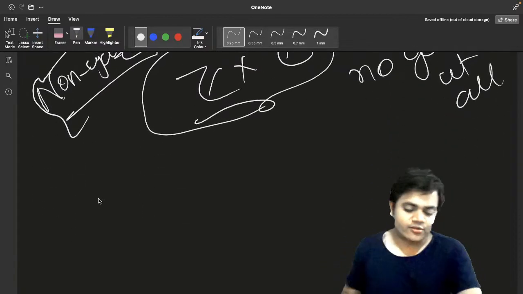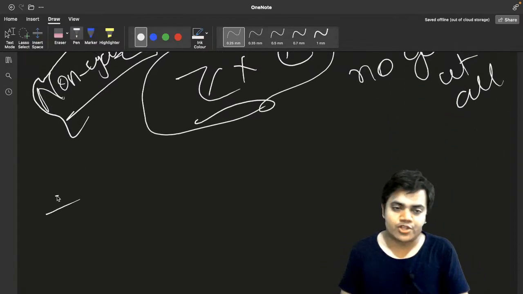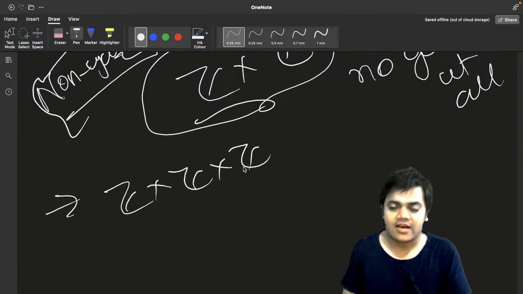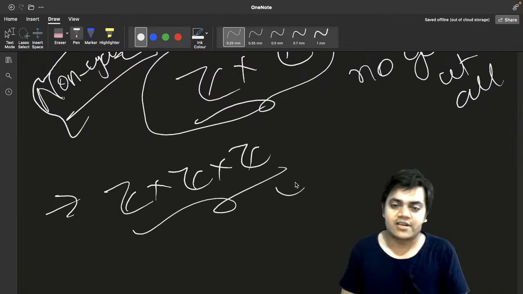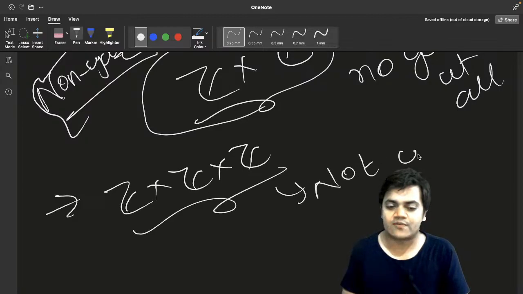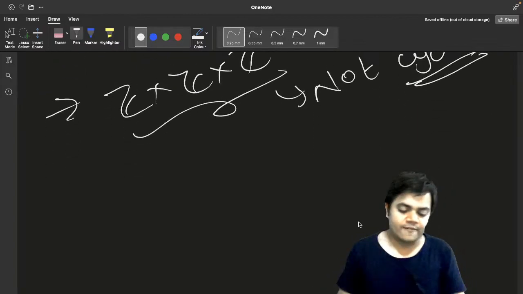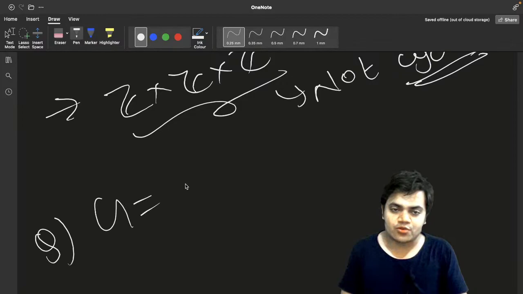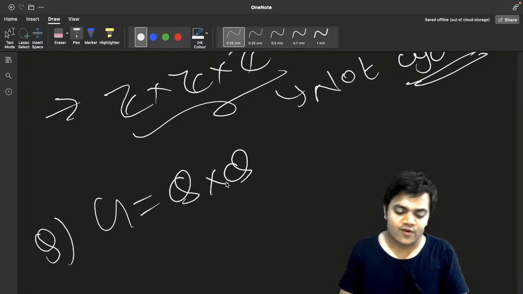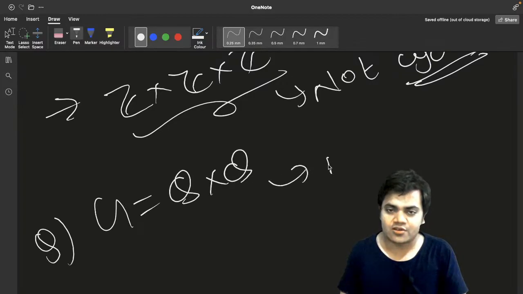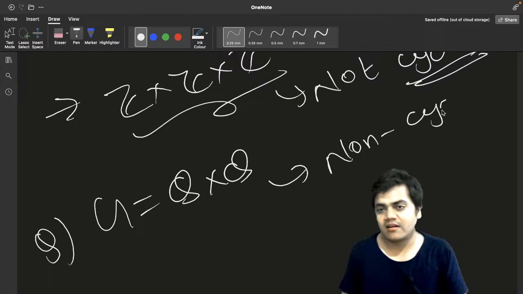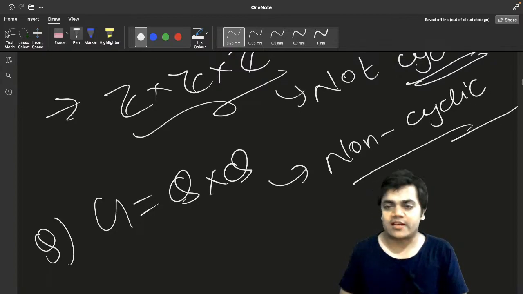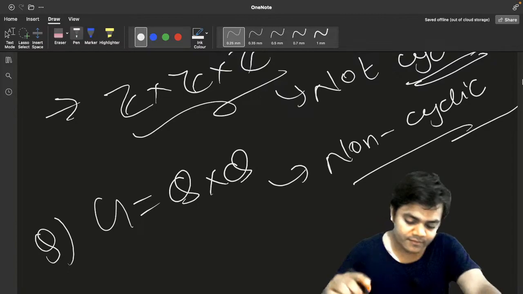Once again, I would like to ask a few simple questions. If you are given Z cross Z cross Z, then what would you like to say? Certainly it's not cyclic as well. If somebody asks you about G equals Q cross Q, then what would you like to say? Certainly this is non-cyclic as well.